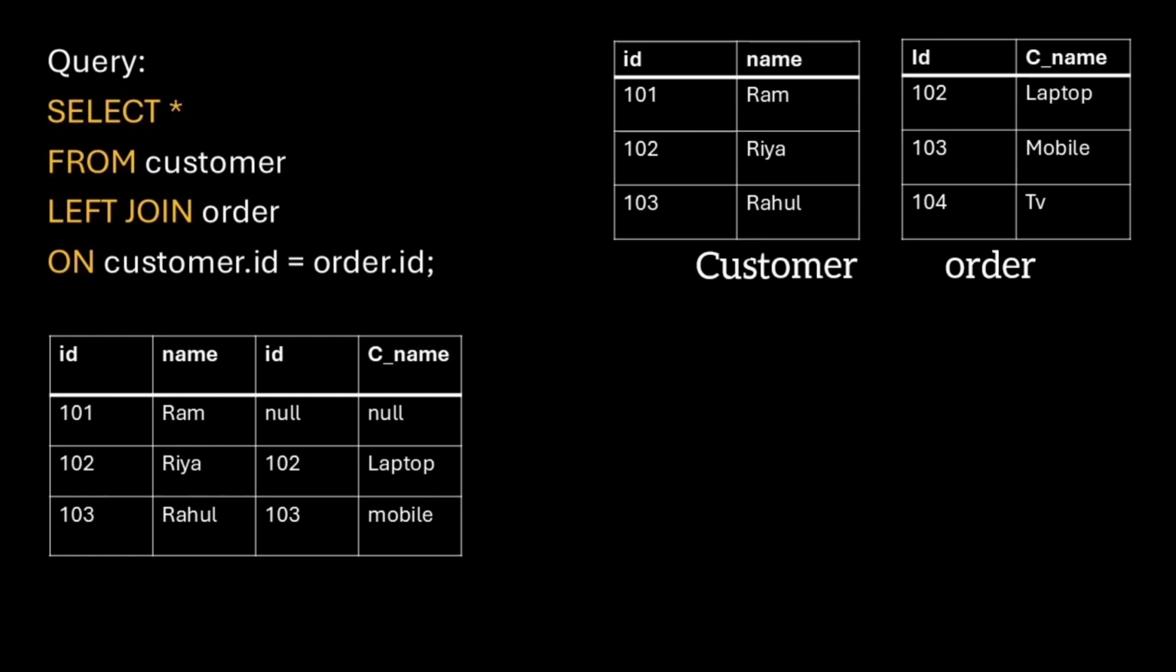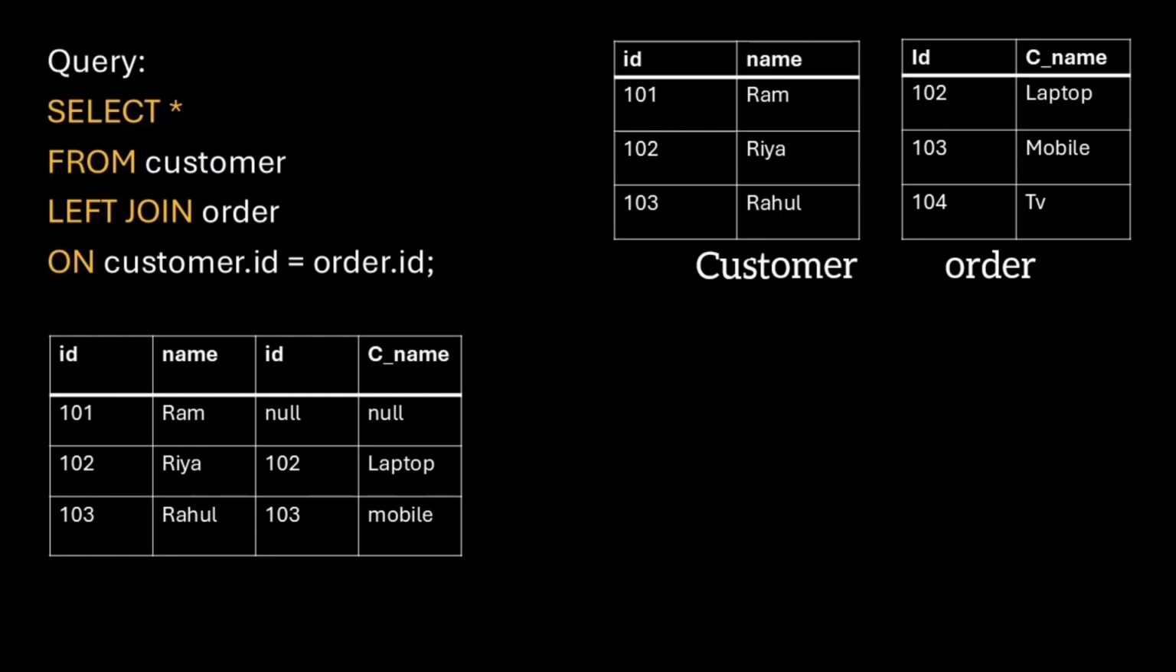The query first retrieves all the values from the customer table, that is 101, 102 and 103, and then it finds the common values between these two tables. Let's check. Is ID 101 present in the order table? No. So the order table column for ID 101 will have null values. Coming to ID 102, is it present in the order table? Yes. So the values 102 and laptop from the order table will be included in the result.